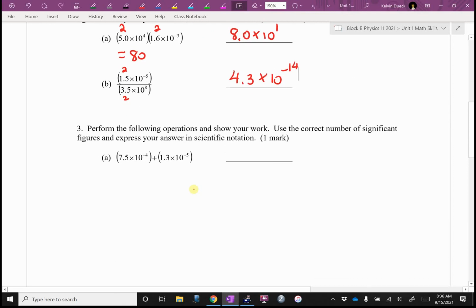Number 3, here was your curveball. I haven't done scientific notation and adding. Remember I told you that for adding, it's the number of, not sig figs, decimal places. I think the first thing that I need to do is I need to write out these numbers. 0.00075 plus 0.00013. That's what it's going to be.